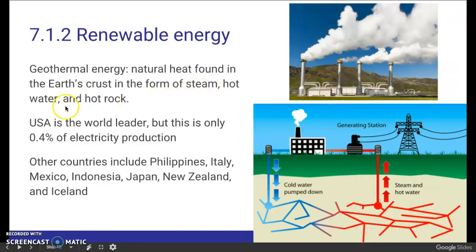And this says that the USA is the world leader, but in reality, they're not making that much of their energy this way. So it says 0.4%. I mean, that's not that much. It's quite insignificant, really.